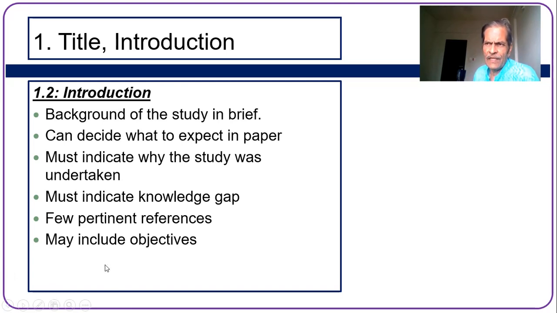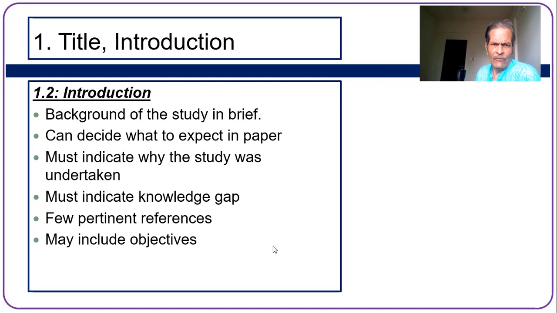If it is a clinical trial, it should mention without fail what disease the trial is related to, what drug you are going to try, and why. So why you have undertaken the trial. The person must get an answer in the introduction as to why this study is being conducted. So we can then decide what to expect in the paper with the help of the title.